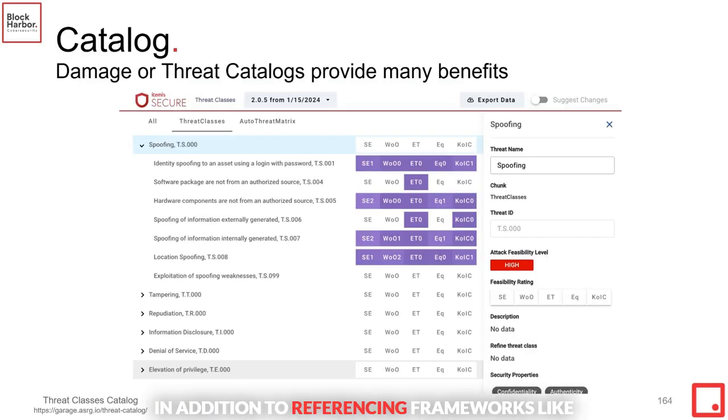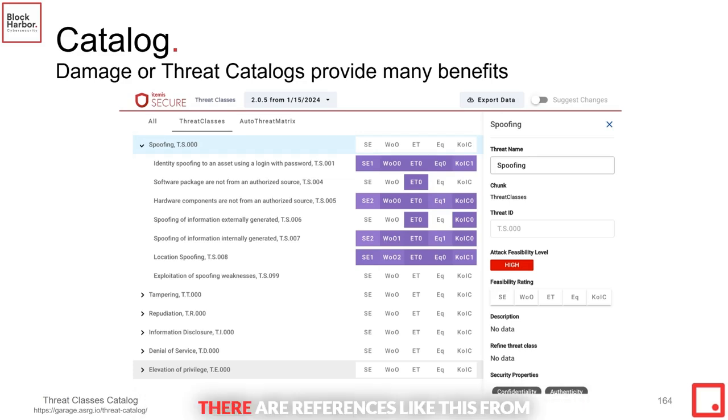In addition to referencing frameworks like ATM or MITRE, it is equally important to create internal catalogs within your organization. There are references like this from the Automotive Security Research Group that show an example of a catalog. However, building your own catalog is essential to building a repository of threats your organization is concerned about. Block Harbor has its own threat library that has been built over time. The benefit of this is to understand common threats to components and items.